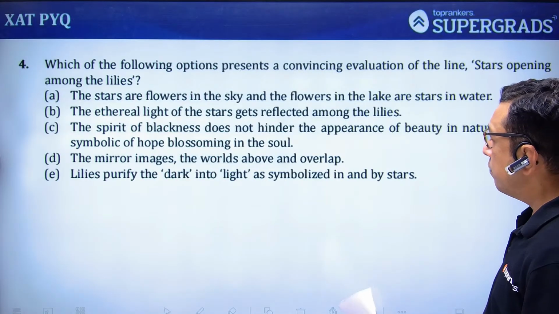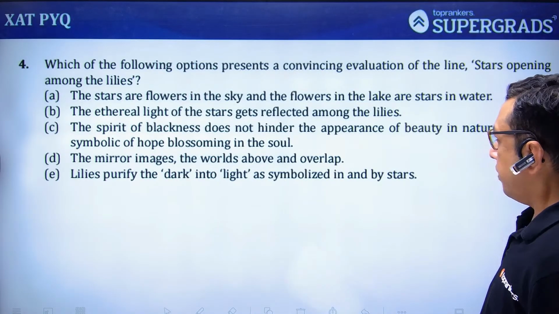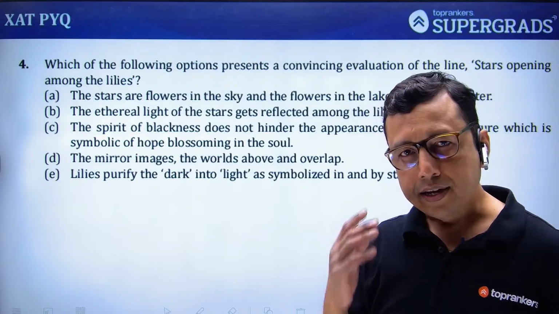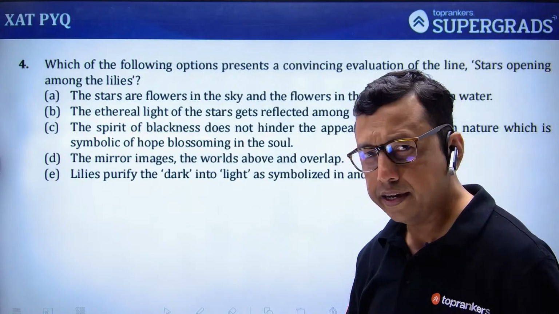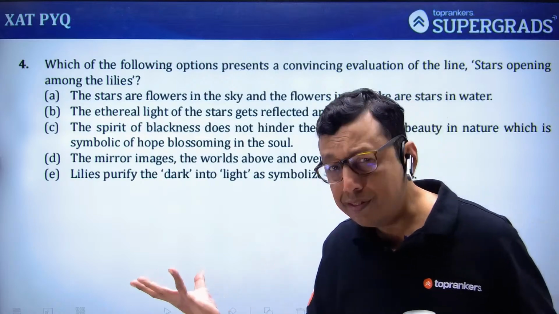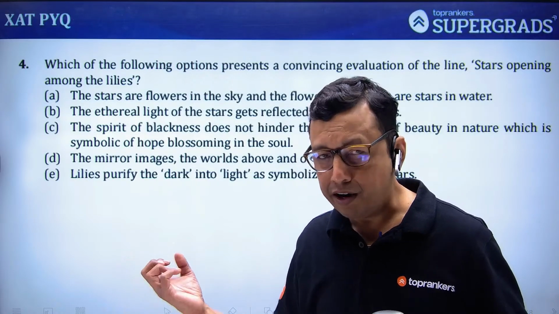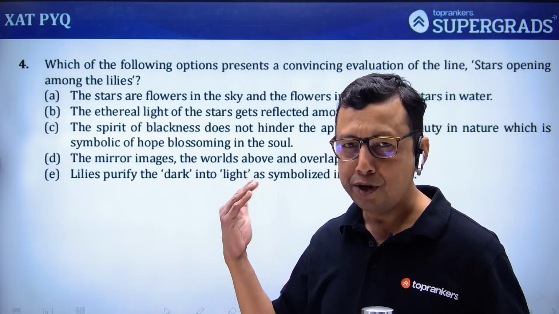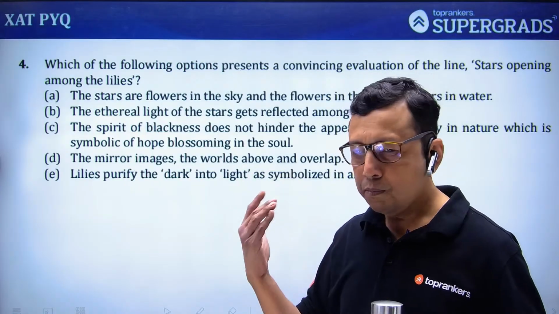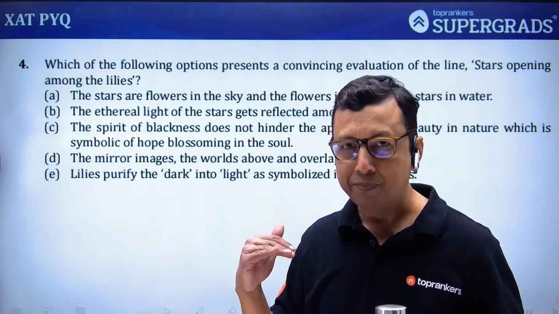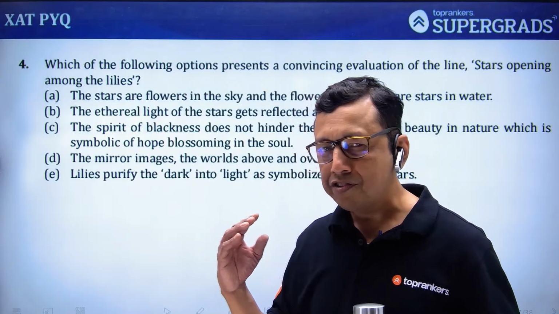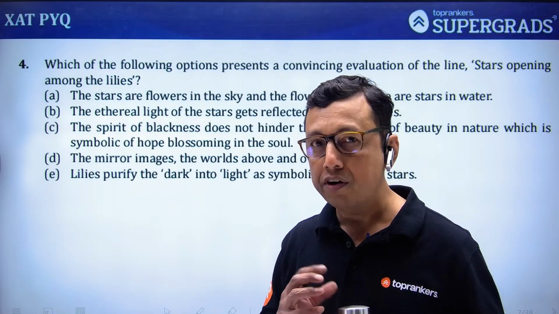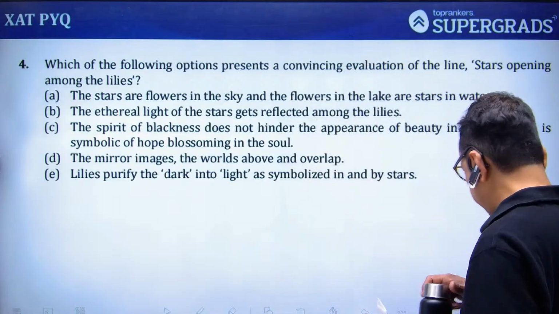Which of the following options presents a convincing evaluation of the line stars opening among the lilies? Let's see. Now, stars opening among the lilies. Here lilies are flowers, as you already know. So it seems the poet has given a break to us in the poem, right? In the sense, after speaking of very dark and tragic things, you see in the poem stars opening up among the lilies seems to be a contrast. We see a contrast in this, okay.